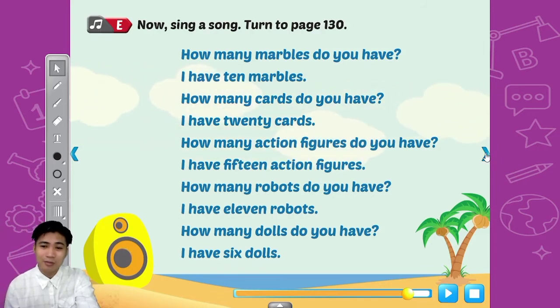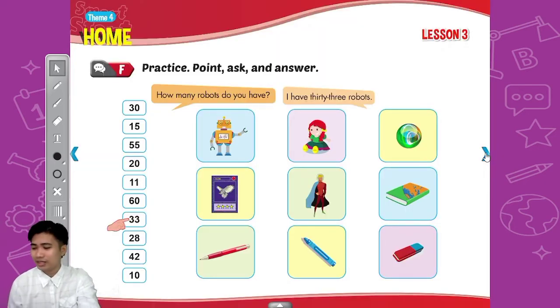Okay, so this time we are going to practice some more, practice answering, as I told you, for our useful language. Okay, so let's do it. The first example is a robot. How many robots do you have? I have 30 robots. So this is the first example. The amount of robots is 30.